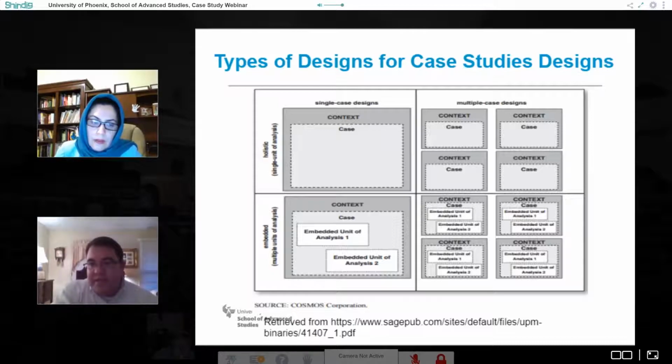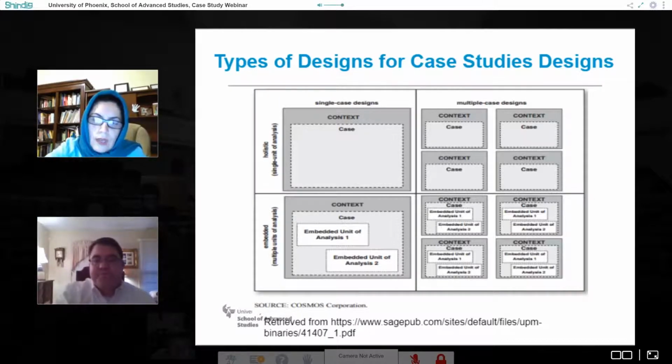For the embedded single case, could you look at corporate policy? What should happen? Could you look at corporate policy with a selected group or department? What actually does happen?